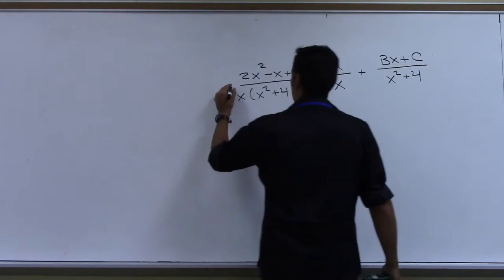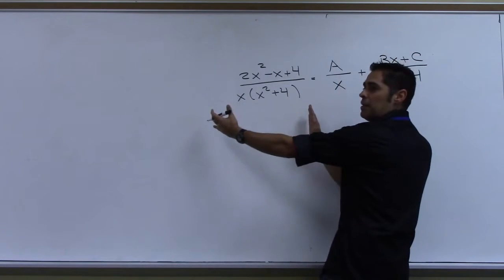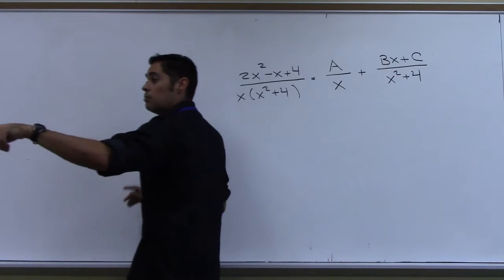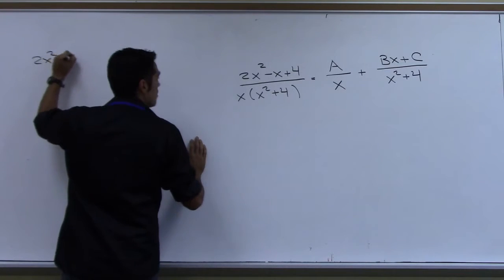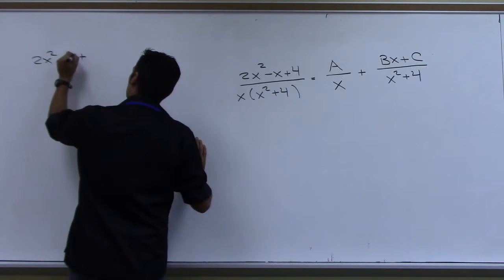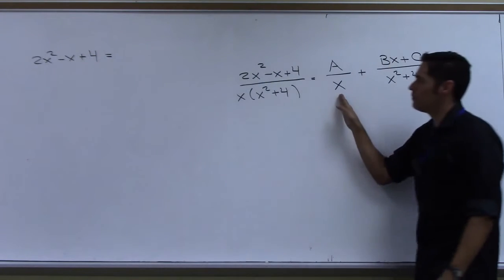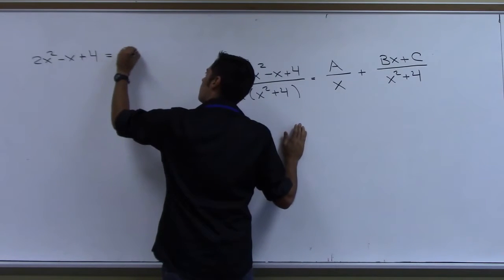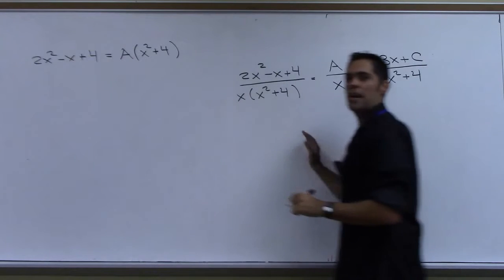If you multiply both sides by the LCD, what's the left side going to be? 2x squared minus x plus 1. All right, 2x squared minus x plus 4. Same problem on the right: what's this going to be? A(x squared plus 4), in parentheses. Yes, because the x's cancel.